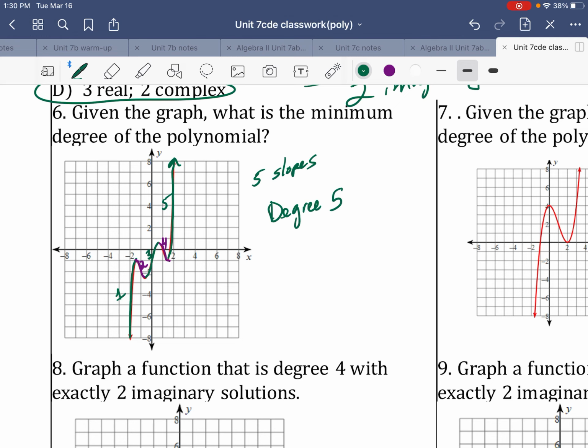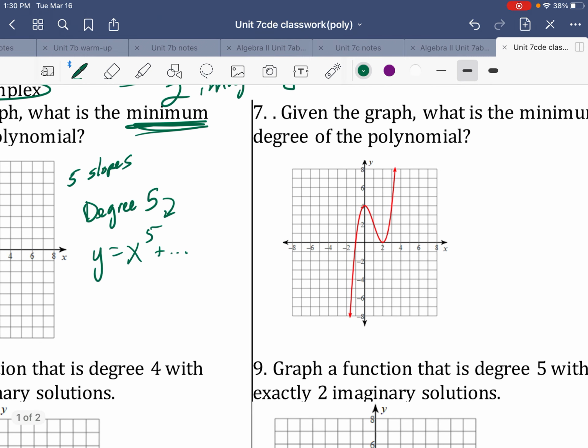Meaning your function would look something like this: x to the 5th plus something. The biggest exponent would be 5. That's the minimum. It could be bigger than that. That is the smallest. It could be 7, 9, but at least degree 5.